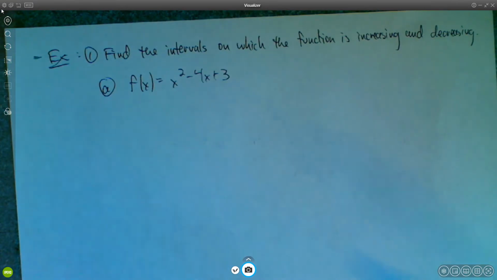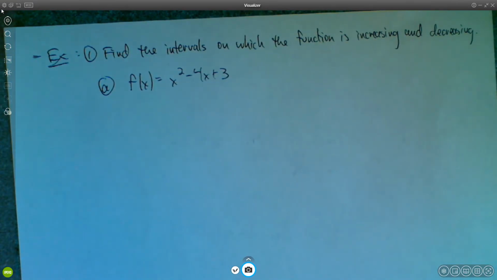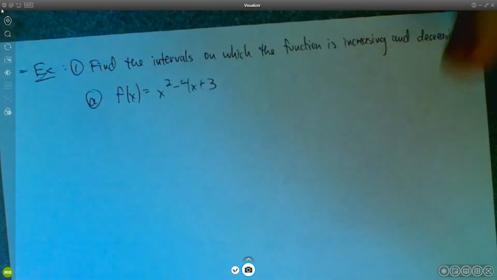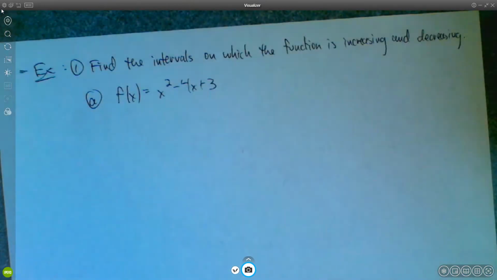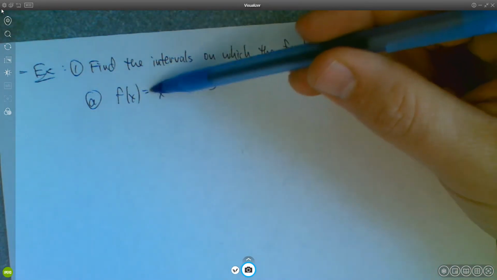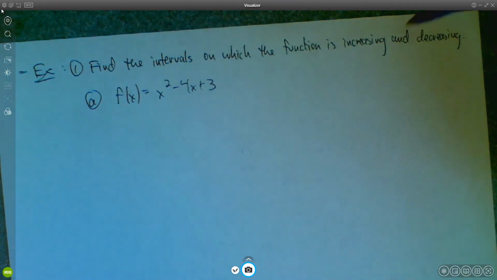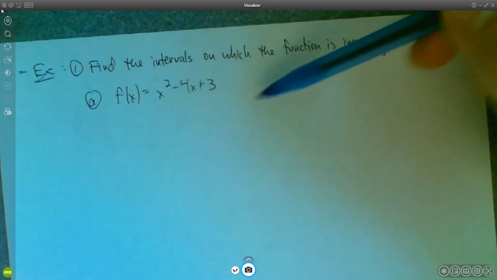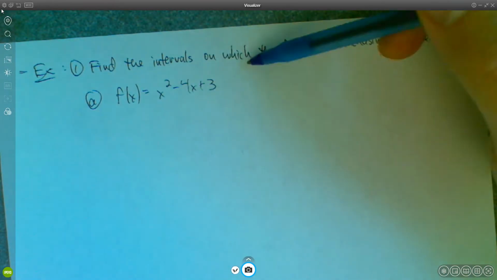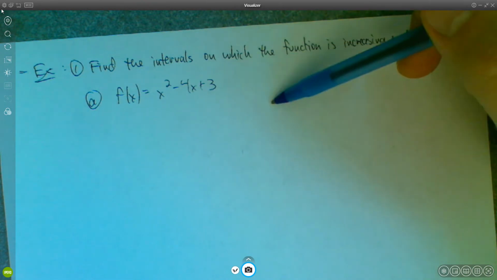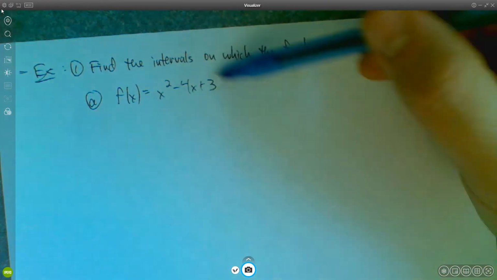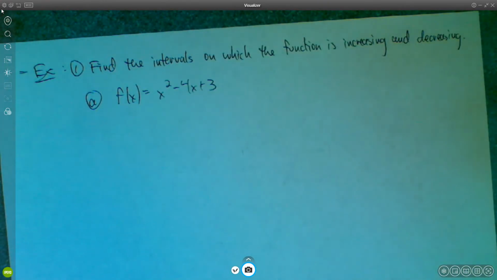You could actually do this one without calculus because you know from your algebra days that this is a quadratic function, so it's a parabola, and that parabola is opening up because the leading coefficient is positive, which means it's going to look like a U shape. It's going to be decreasing until it reaches its vertex, and then from its vertex on it's going to be increasing. So if you can find the vertex, then you can find where it's decreasing and where it's increasing. But let's see if we can do the same thing using calculus.